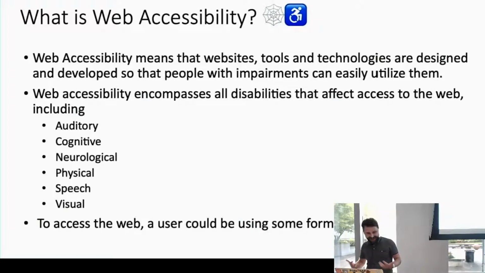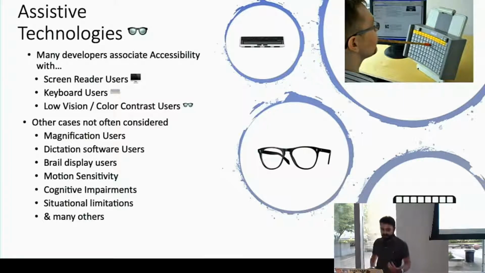And then to access a website, a user might be using some form of assistive technology. I know I often use a technology that helps me change the red into a color that I can discern. So what are some of those technologies? Within the development world, a lot of people talk about screen readers, tools that essentially audibly, which I will show you, audibly explain a website. Keyboard users, people who are not using a mouse, so they're all tabbing, moving around that way. Or low vision users, or color contrast users.